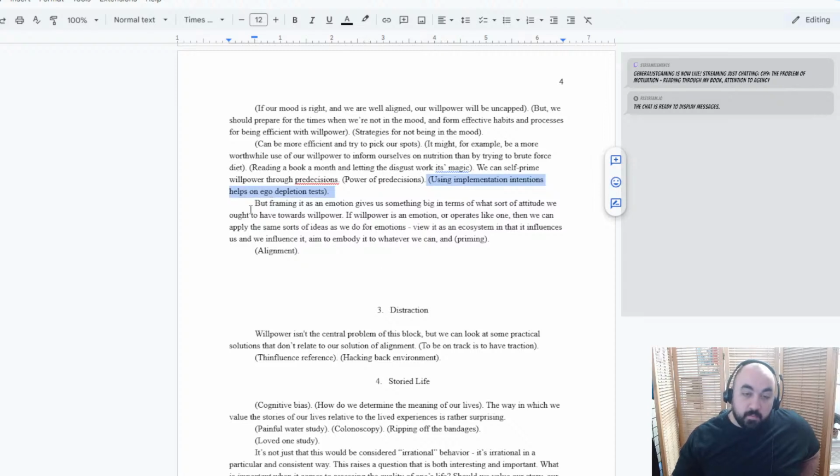But framing as an emotion gives us something big in terms of what sort of attitude we should have towards willpower. If willpower is an emotion, or operates like one, then we can apply the same sort of ideas that we do for emotions, to view it as an ecosystem in that it influences us and we influence it, and aim to embody to whatever extent we can, and to prime that given emotion.